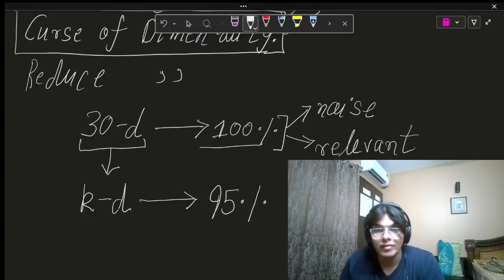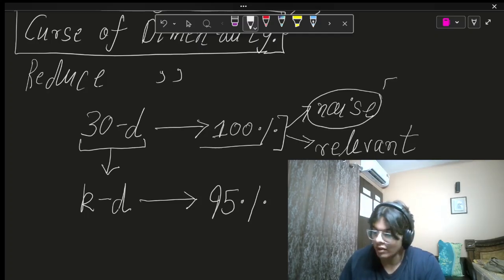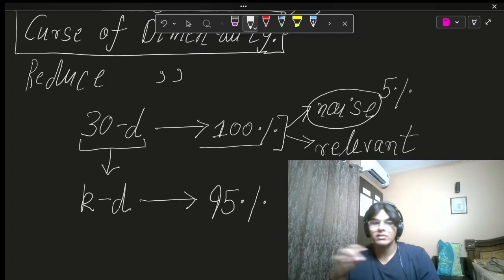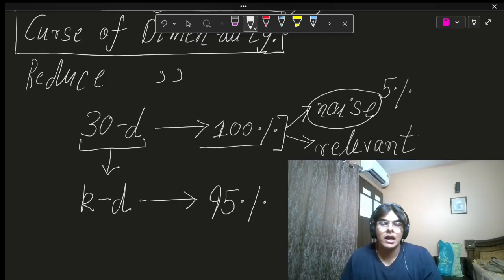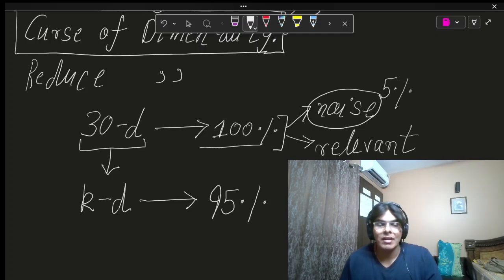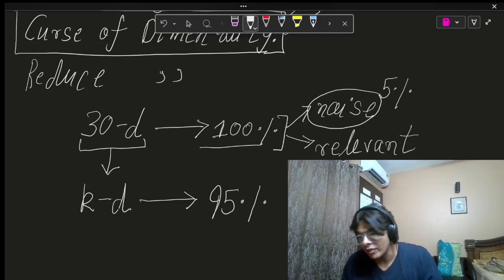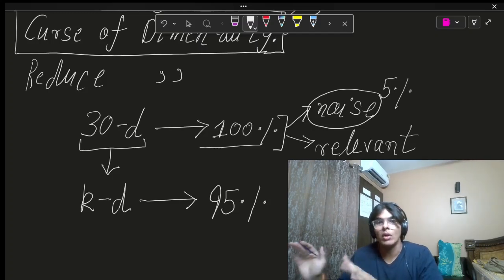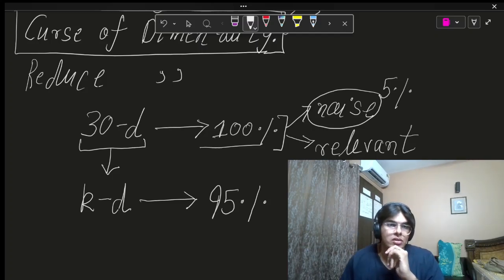Now where did the rest 5% go? That rest 5% is the noise that we were trying to avoid. Okay, so this is like a win-win situation. See, we are saying that 30 dimensions are used to represent the entire data. Let's not take 30. Why? Because it is bringing so many problems. Let's take some number less than 30, and that way we can represent the data as well, and at the same time we can sort of ignore the noise. We can sort of keep the noise away by reducing the dimensions. That is the intuition that we are trying to build here.